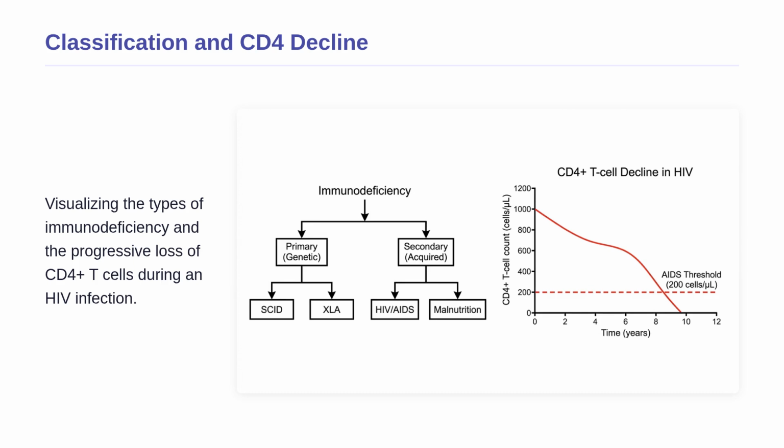Notice the solid red curve. It starts high, near 1,000, representing a healthy immune system. Over several years, the virus destroys these cells, causing the curve to drop. The critical moment occurs when the curve crosses the horizontal dashed red line at 200 cells per microliter. As we saw in our calculations, dropping below this threshold marks the onset of AIDS, leaving the patient highly vulnerable to opportunistic infections.